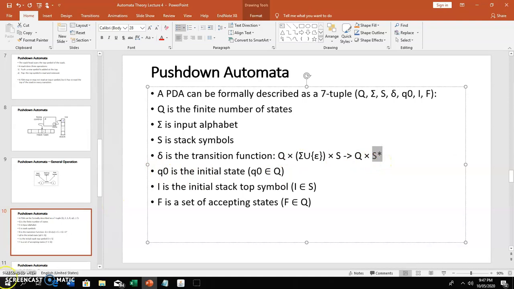Now, Q naught is the initial state, such that Q naught is part of the states. You know that already. I is the initial stack symbol. Please note that I is the initial stack symbol, and I is part of S. F is a set of accepted states, so of course you can have more than one final state in a pushdown automaton. So let's move on.